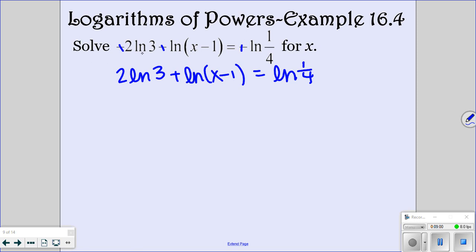Or you can move these two terms over to the right side and that one over, or you could just switch these two. There are a lot of different ways you can work it. You'll get the same answer either way.